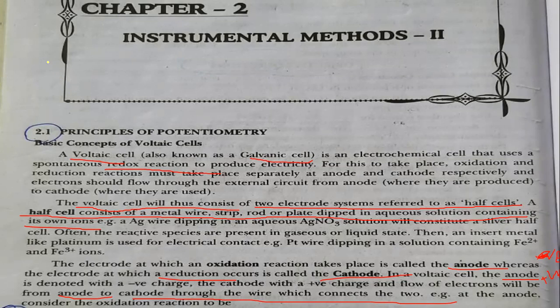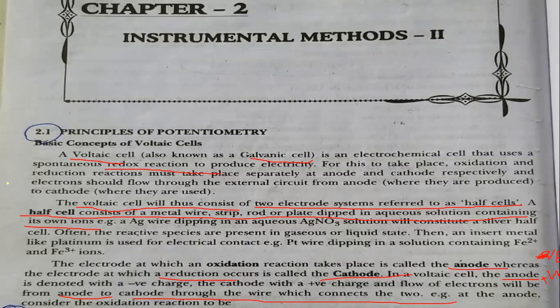So first we'll see the principle of potentiometry. In S.Y.B.Sc you are going to find out the pH using a potentiometer, and pH can also be calculated or found out using a pH meter, from which you can do the study of different compounds.